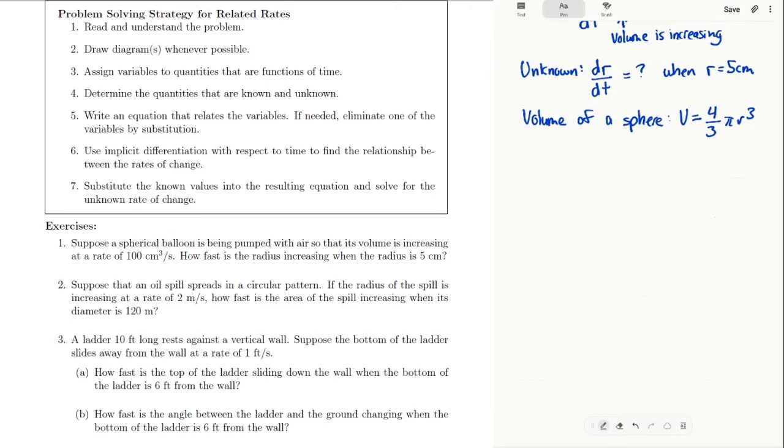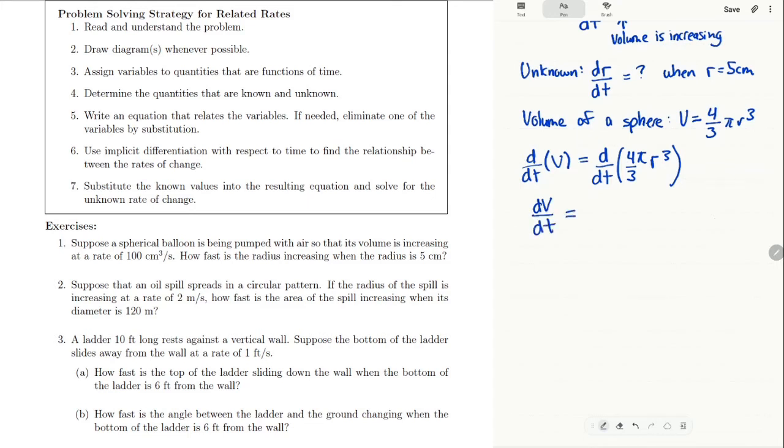So we want to differentiate both sides of the equation with respect to t. And the key thing to remember about implicit differentiation is to remember the chain rule. So the derivative of V with respect to t, that is dV over dt. Now on the right-hand side, we have the derivative of 4/3 pi r cubed. And so here we need to use the power rule and also remember to use the chain rule.